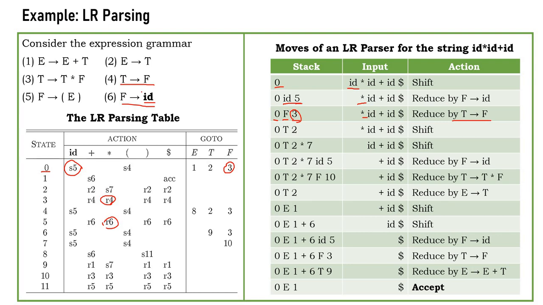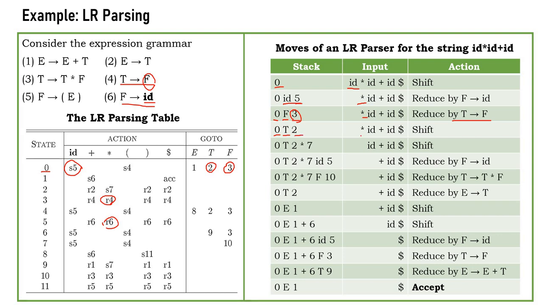Okay, and we have to check how many elements are there in the production. There is only one element, so we multiply by 2. So 1 into 2, 2. So the 2 elements, that is F and 3, will be removed from the stack, and we are inserting the T here. So we are reducing it to T. Then we have to check this 0 and T. So 0 T. What is the value? 2. So 2 will be inserted in the stack.